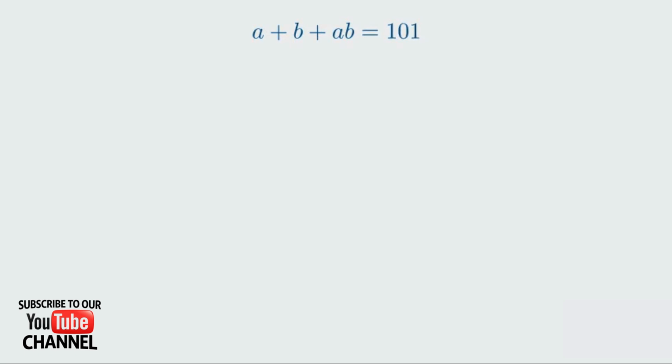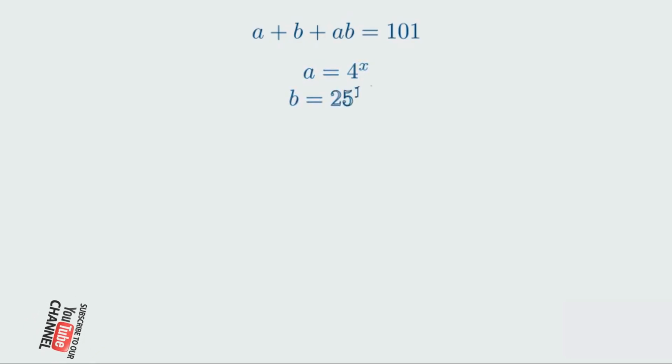We need another, more specific constraint related to a and b. Let's look again at their definitions. A equals 4 to the x, and b equals 25 to the 1 over x. The key here is that they both depend on the same variable, x. This connection is what we're missing. Our new objective is to use this connection to eliminate all but one case. What is the relationship between a and b that captures this dependency?